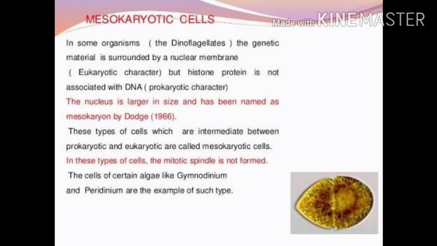The nucleus is larger in size and has been named mesokaryon by Dodge. The term mesokaryon was given by the scientist Dodge. These types of cells which are intermediate between prokaryotic and eukaryotic are called mesokaryotic cells. In this type of cell, the mitotic spindle is not formed. That's why they show amitosis just like prokaryotes. Remember, the cells of certain algae like Gymnodinium and Peridinium are examples of this type.